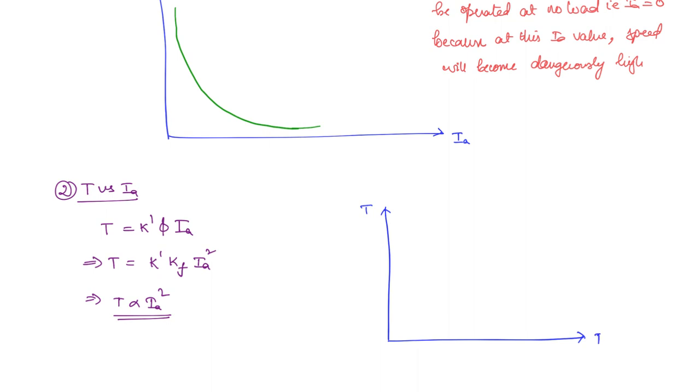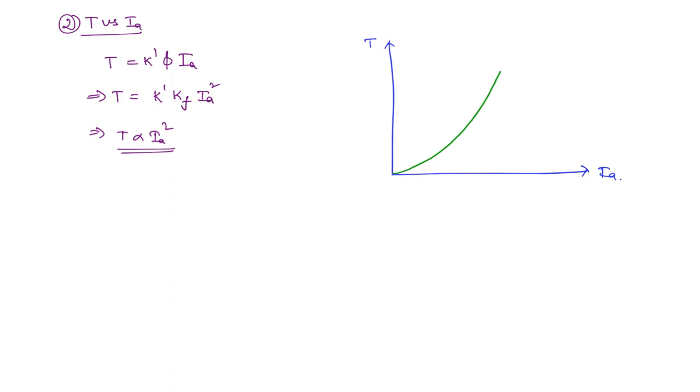So this is T and this is armature current. So how is the characteristic going to look like? It is going to look like this. Okay. So it will increase at a faster rate as compared to the linear relationship in the case of shunt and separately excited motor. And next finally the speed versus torque characteristic, N versus T.